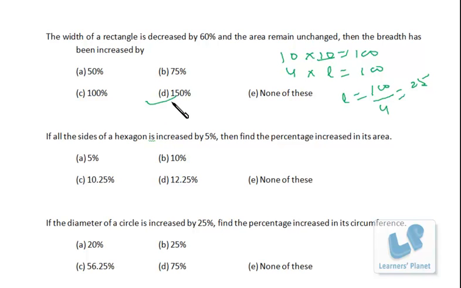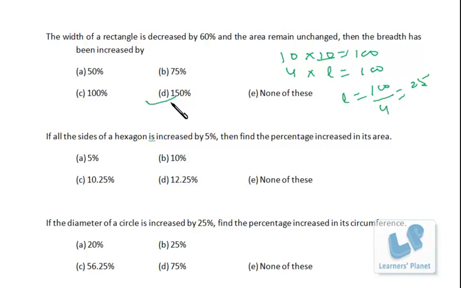Okay, no need to go for any sort of paperwork. Just listen to me carefully. It's 10 into 10, 100. You can visualize like this, 10 into 10, 100. Then width is decreased by 60%. That means the new width is 4. We have to find out the new length. Area will be 100 only. So new length will be 100 by 4. That is 25. Initially the length was 10. Now it is 25. So it is 15 increase over 10, that means 150 increase over 100, that means 150%.